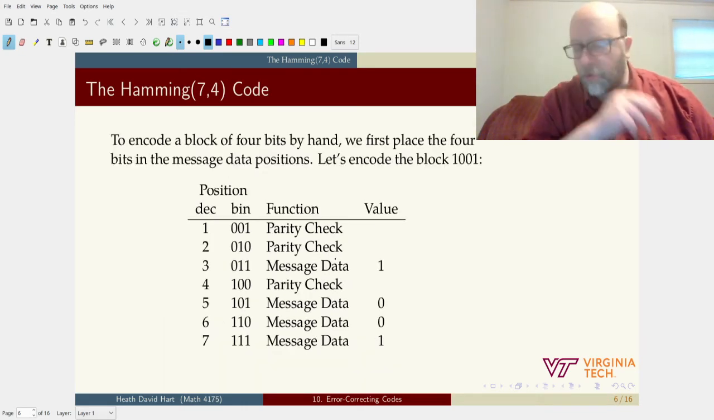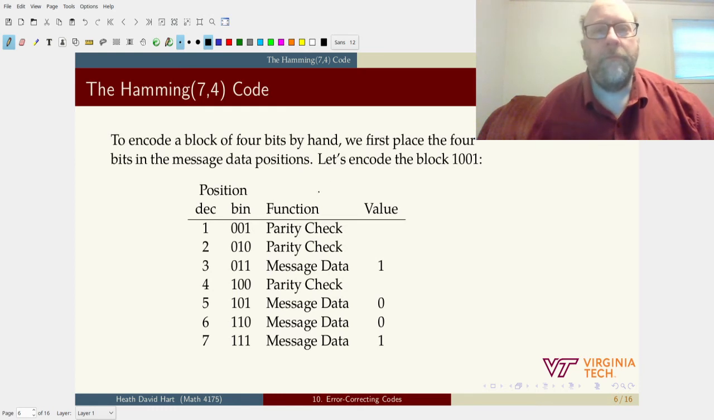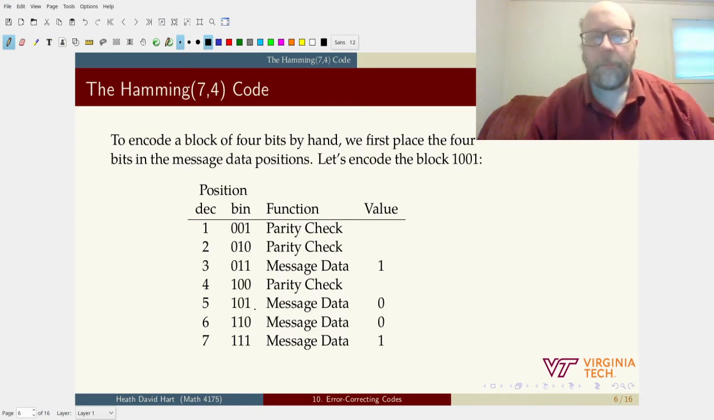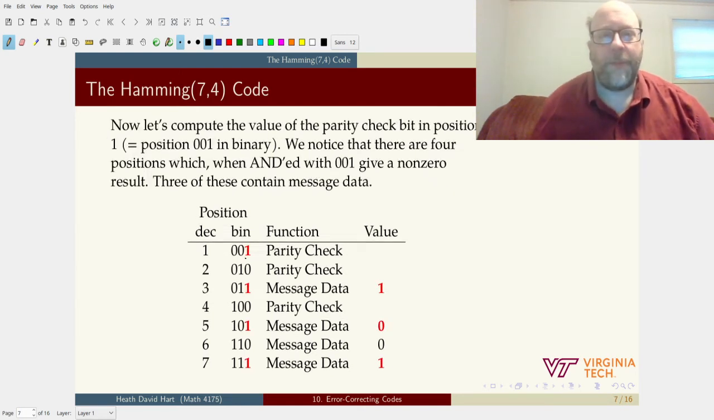So let's try to encode a block of message here. We're going to encode the message 1001. So I'll go ahead and load 1001 into the message registers. And then here's how I'm going to do the check bits.